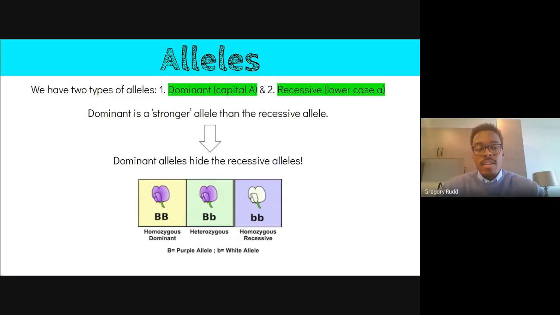But to answer your original question, most of the traits that we know about ourselves are determined by multiple genes. We call these polygenic traits. We're going to talk about them, I think, today.